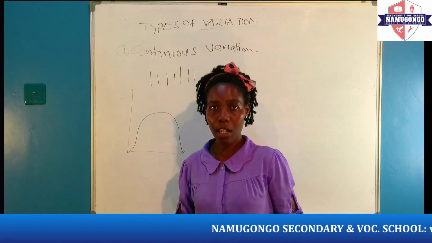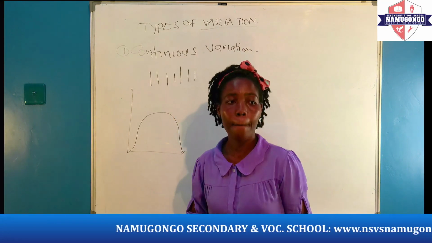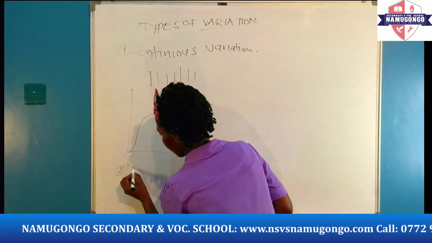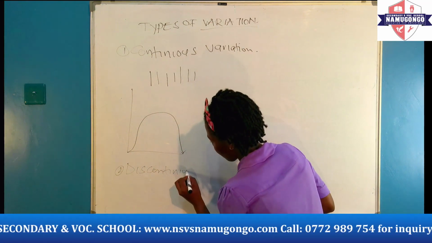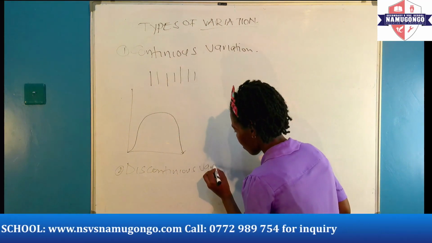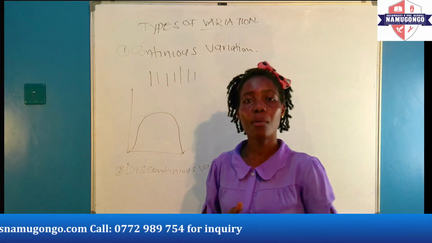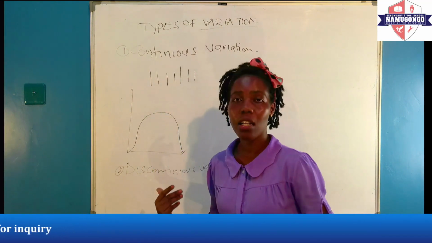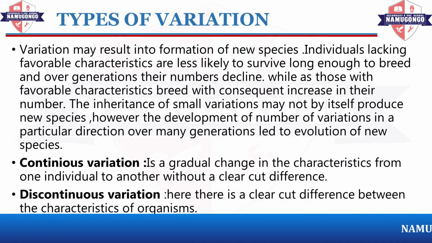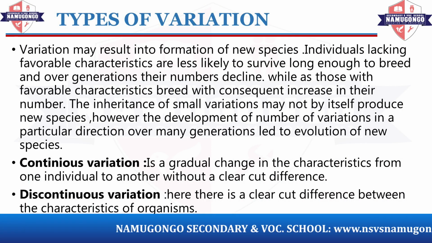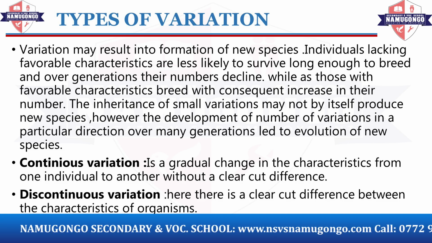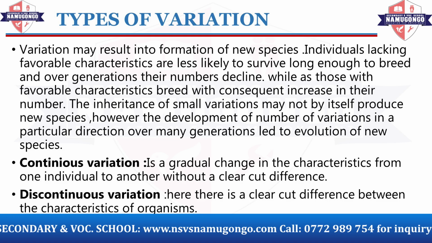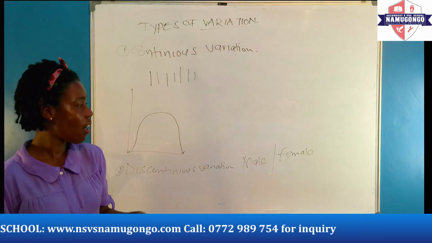We go to another type of variation, which is discontinuous variation. This is a type of variation where there is a clear-cut difference between the characteristics of the individuals. Take a look at an example of sex. You are either a male or a female. In other words, one cannot get confused whether she is a male. So there is a clear-cut difference between the characteristics of the individuals.